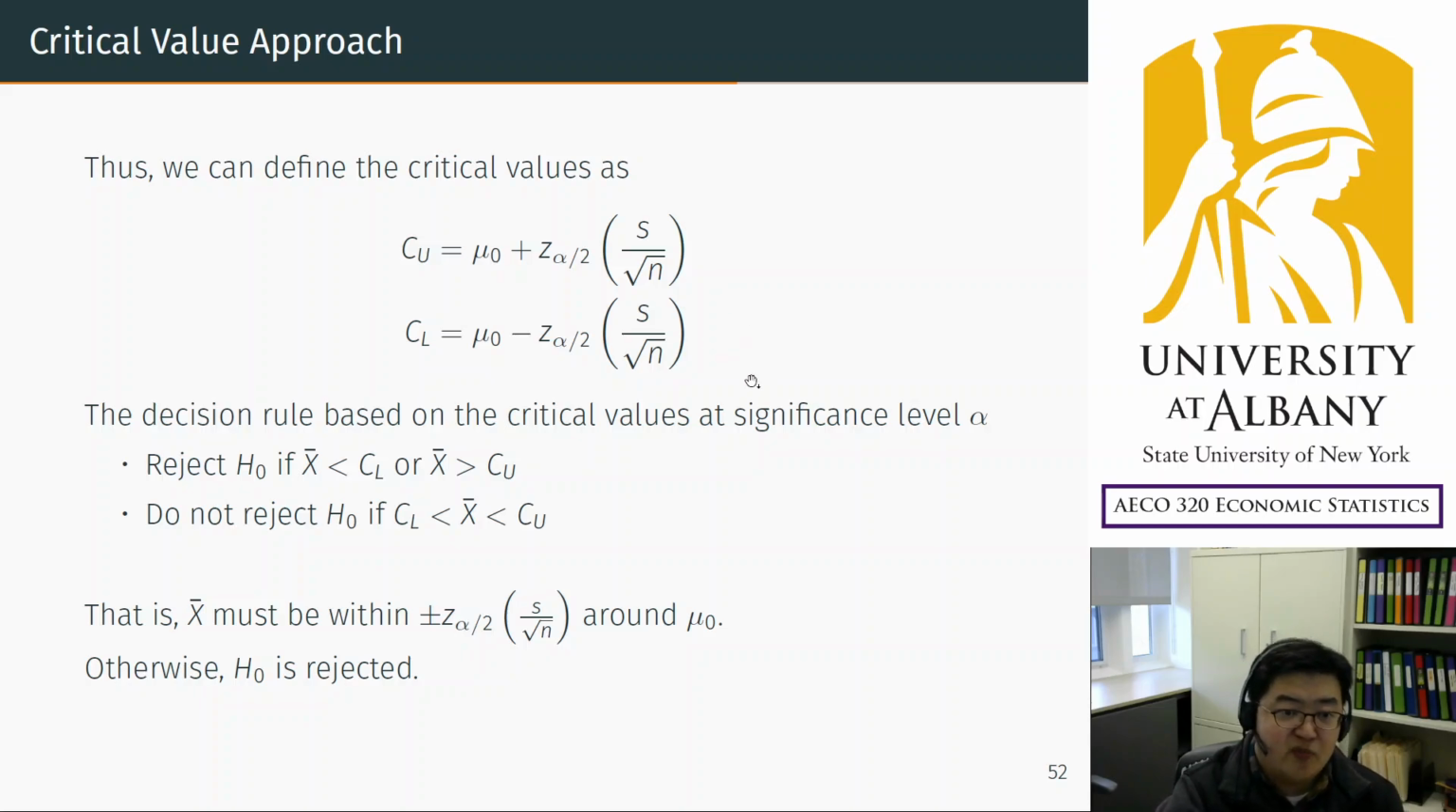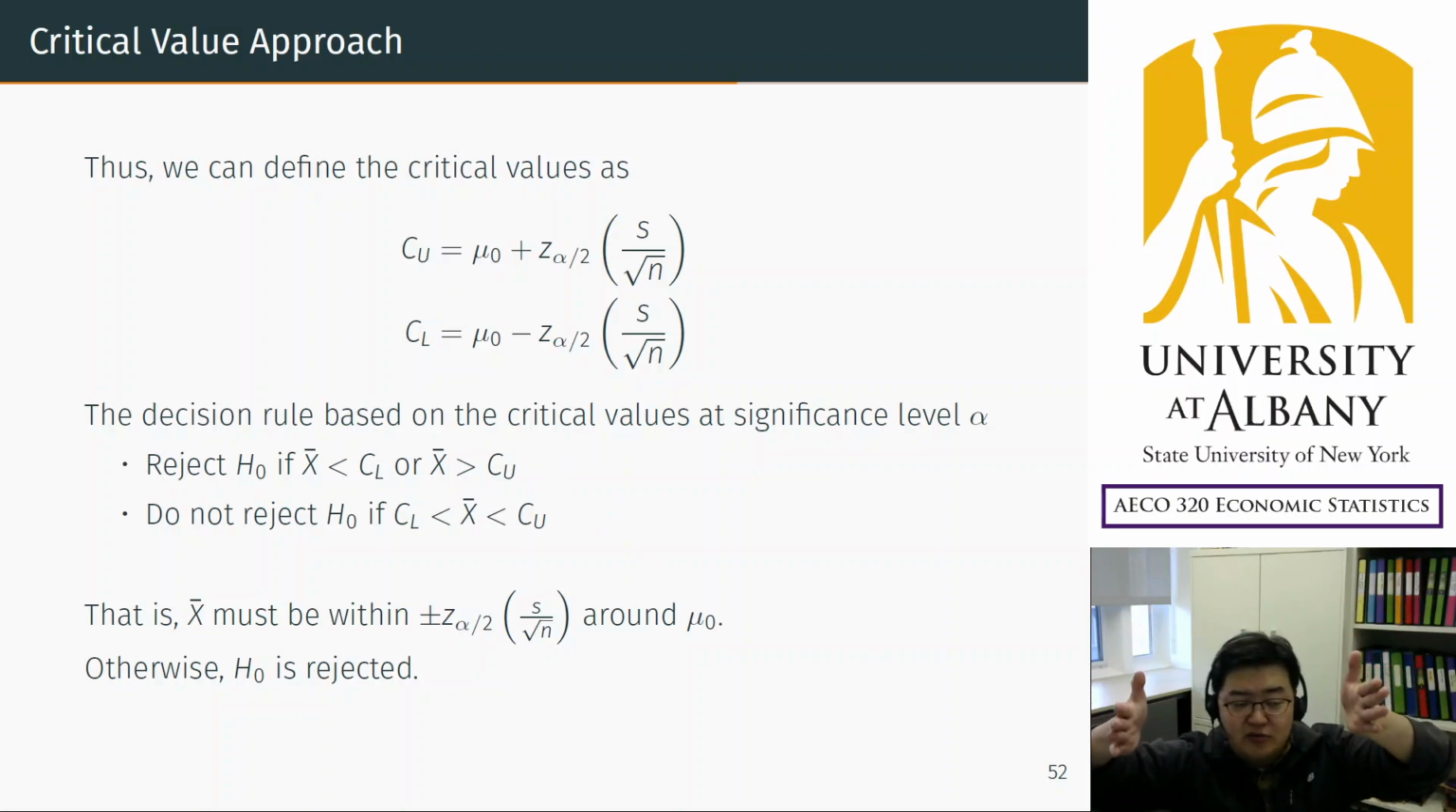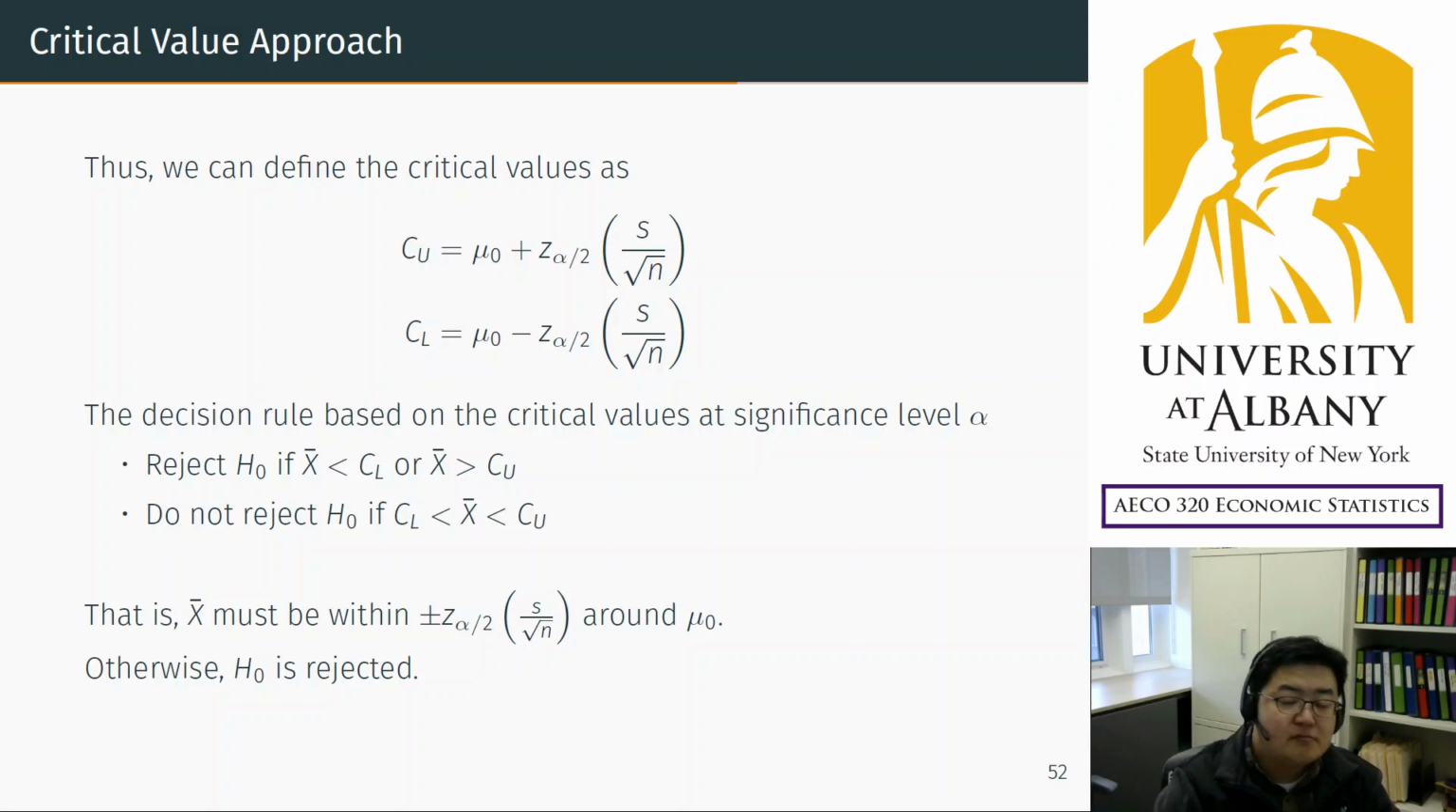And you may think you have seen this before. Yes, in the previous chapter we calculated a confidence interval, and the formula was pretty much the same. Not exactly the same, but this part is the same. The idea is the same. Okay, then the rejection rule is clear. This is the critical value, and you are going to reject if your observation is outside the critical values.